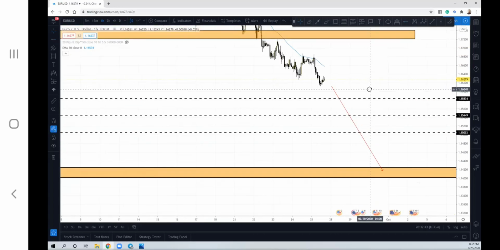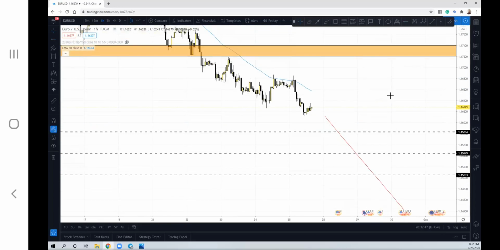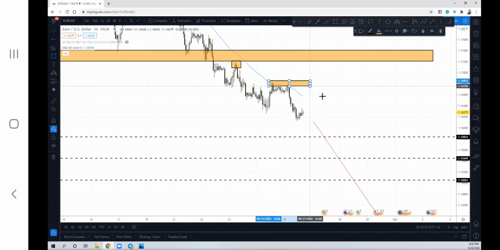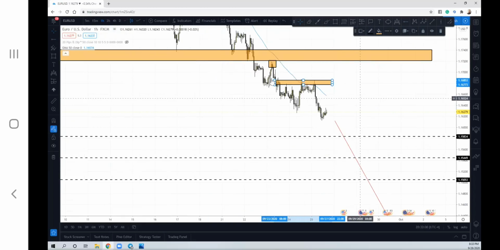So we are right here now. Now we can see that Euro USD has made higher highs and higher lows, right? I mean, lower lows and lower highs, sorry, because it's starting to downtrend. You saw it broke a low right here.